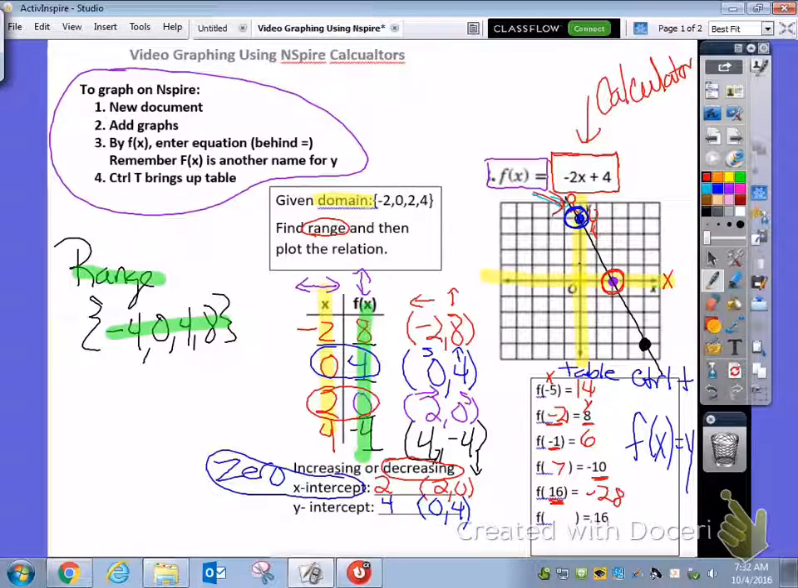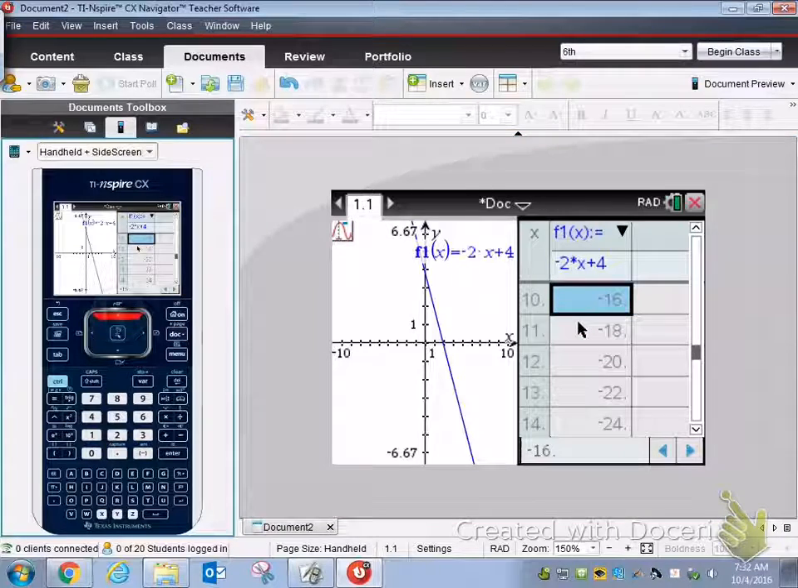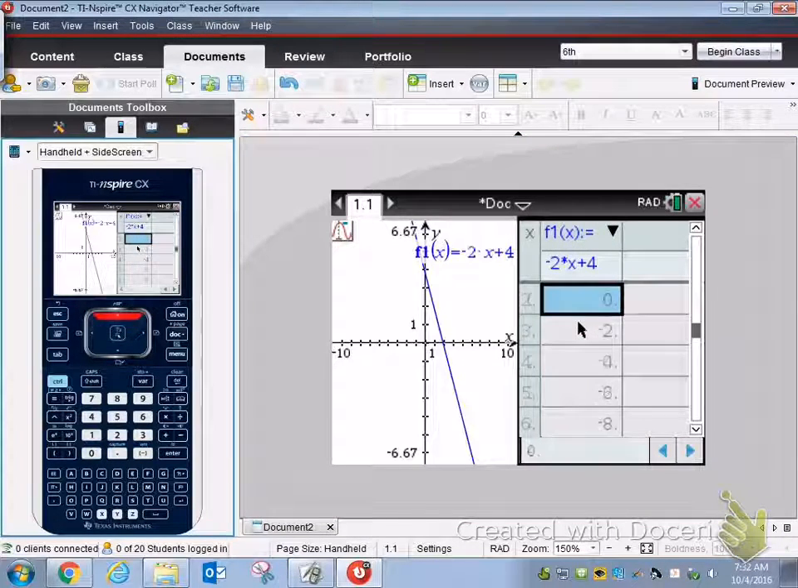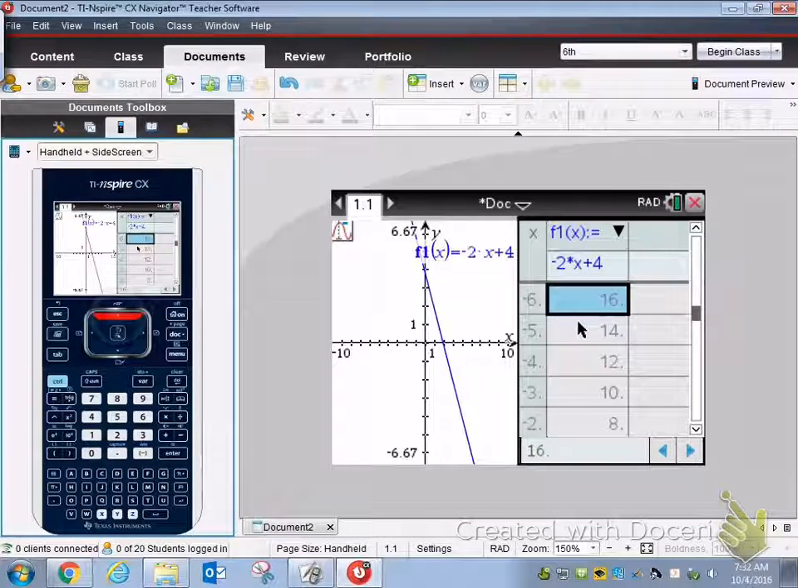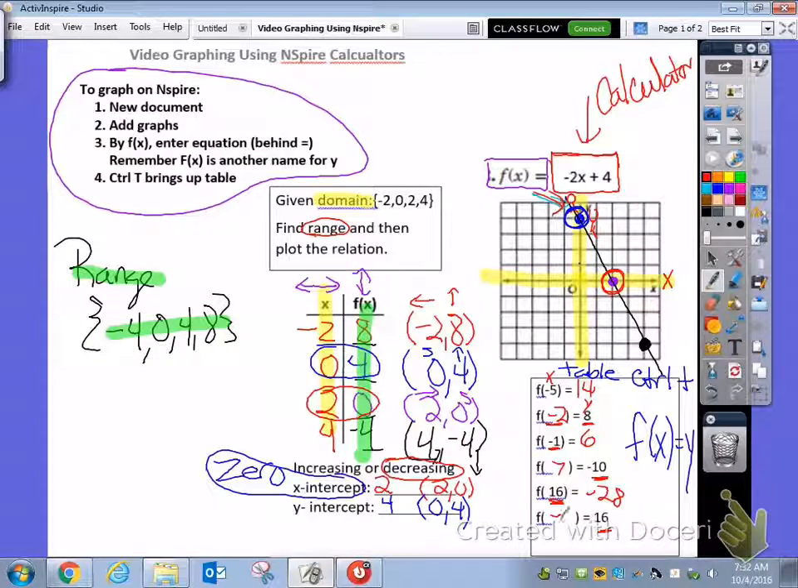And then the last one: when does y equal 16? So go back to your table. And these are negative in the y's, so I need to go back up quite a bit until I get to 16. You just use the up arrow, and I'm getting closer. There it is. So this is negative 6.